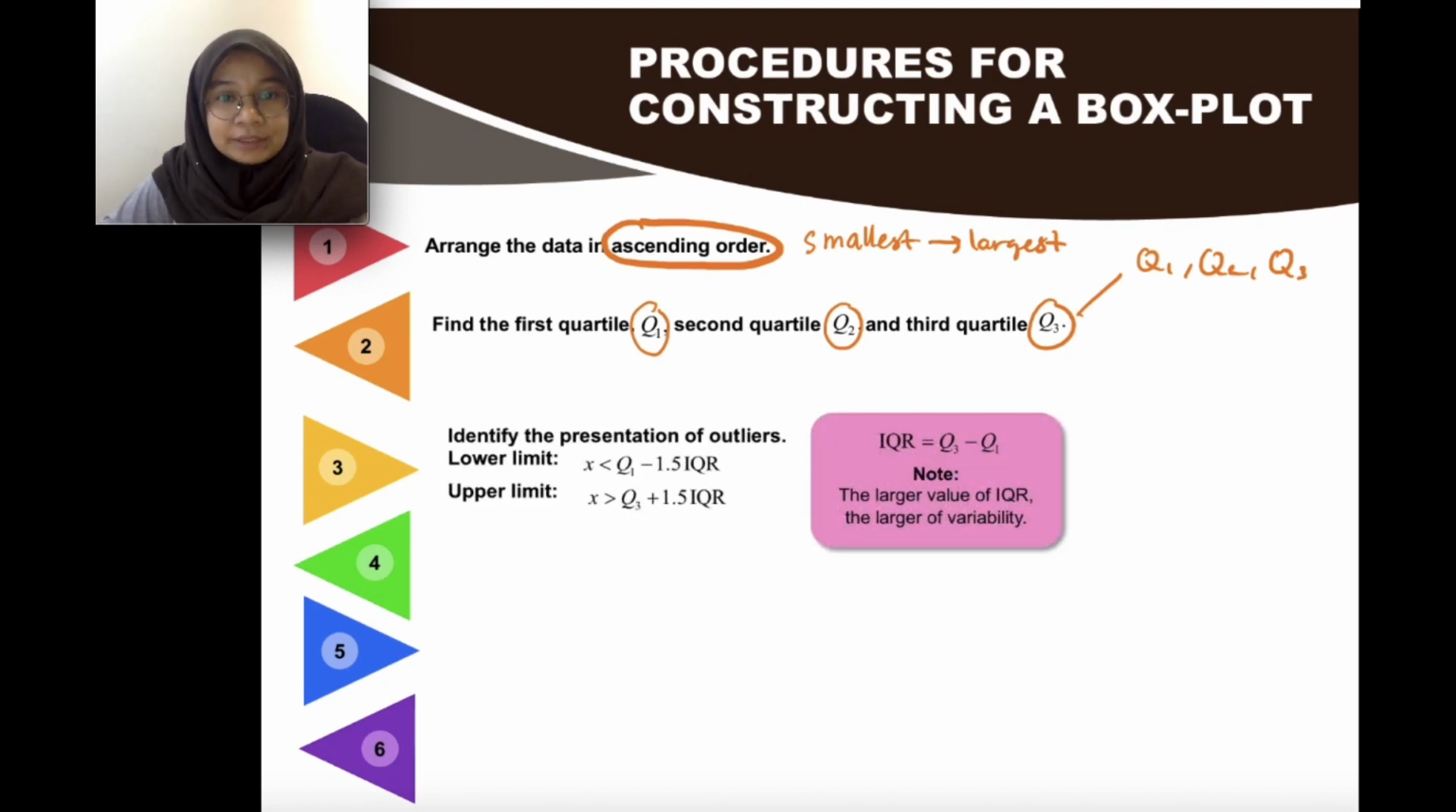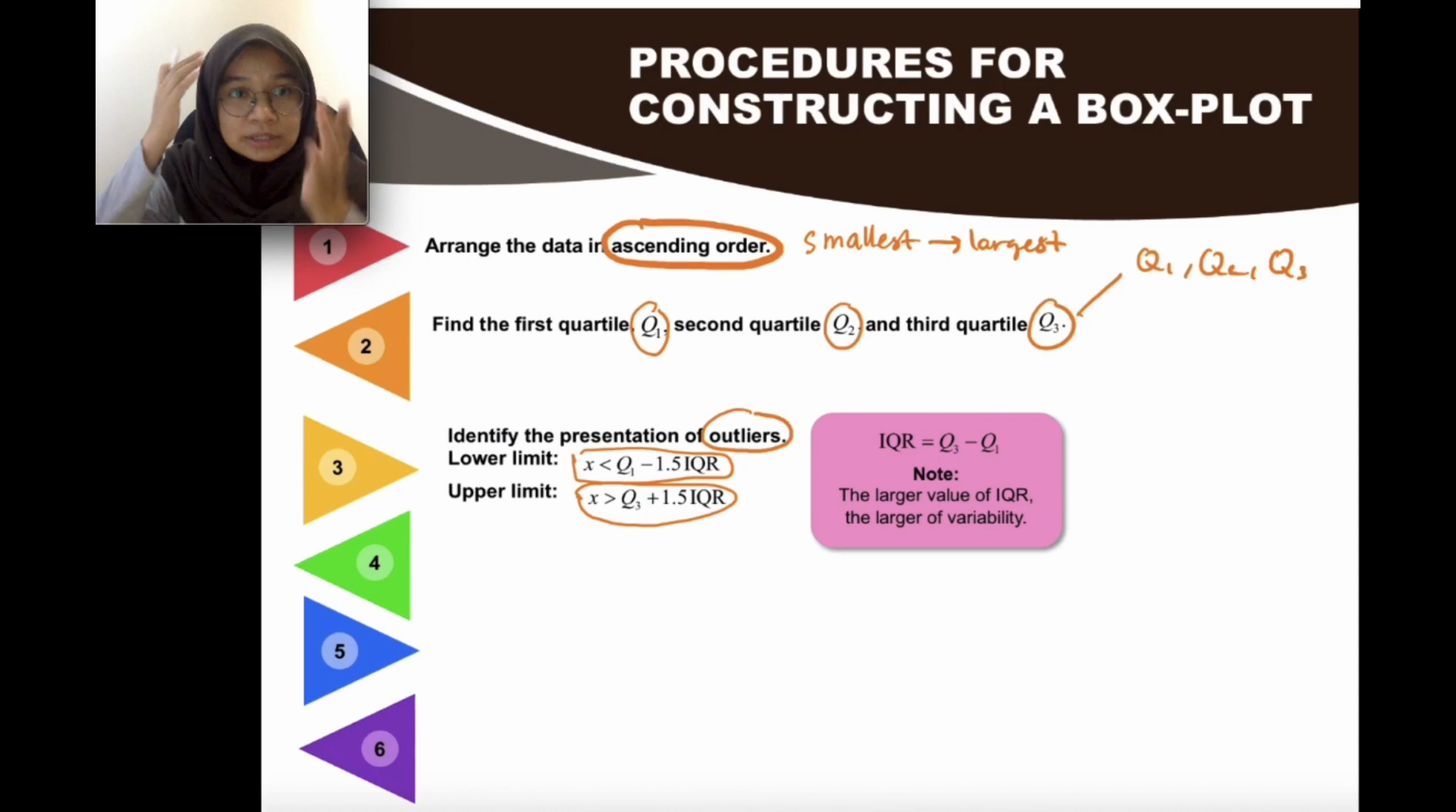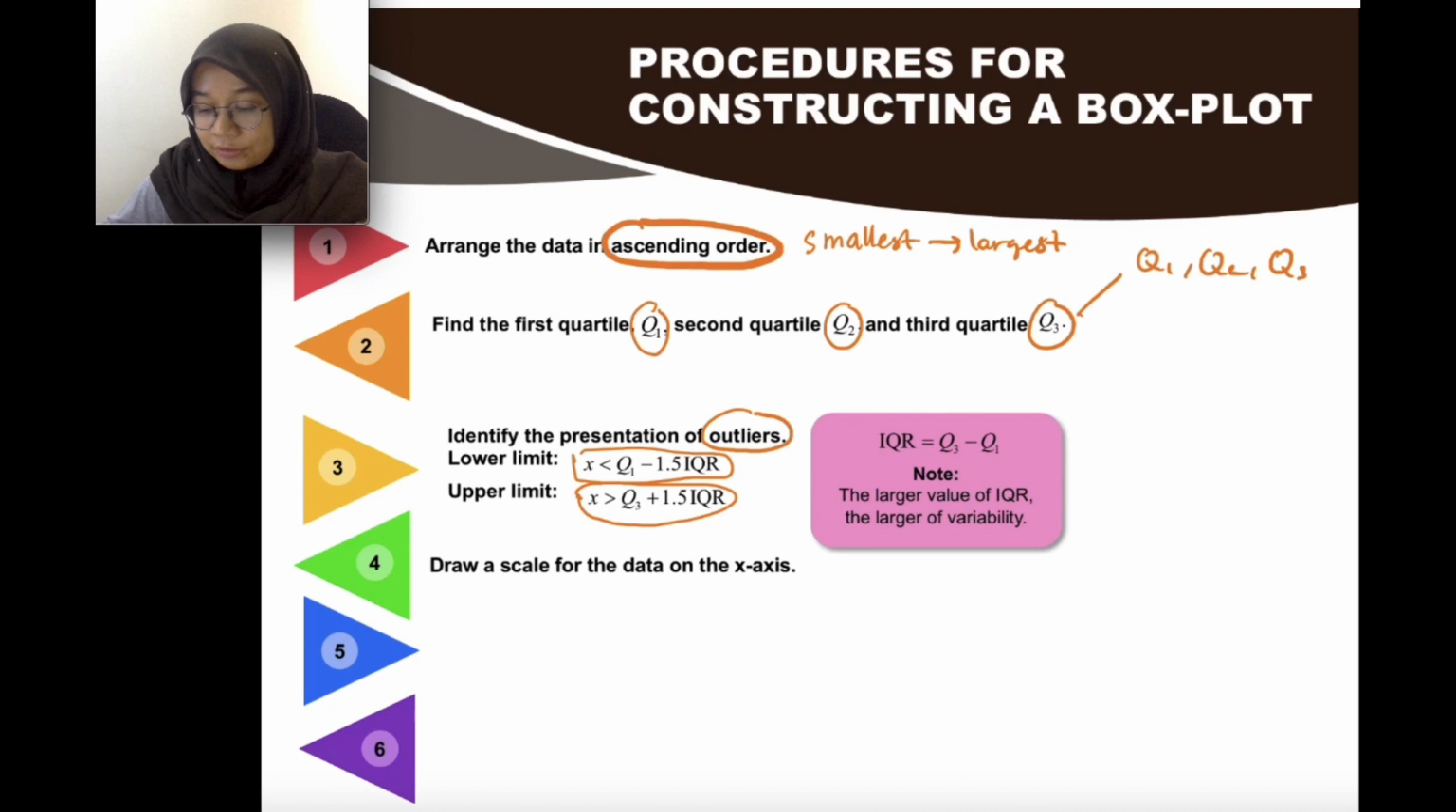Step number 3, identify outliers. We have learned before how to identify outliers. You have to calculate your lower limit and your upper limit. Is there any data beyond your lower limit and upper limit? If there is, there is an outlier. If not, there is no outlier. So detect your outliers first, because outliers are very important. The next step, step number 4, is to draw a scale for the data on the x-axis. So you will have the scale on the x-axis.